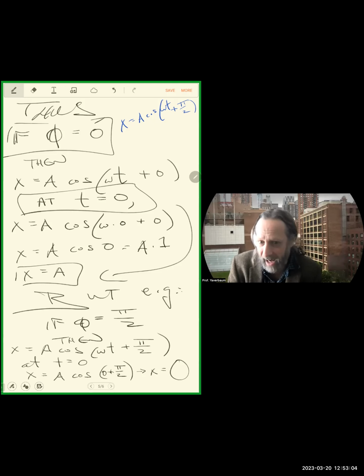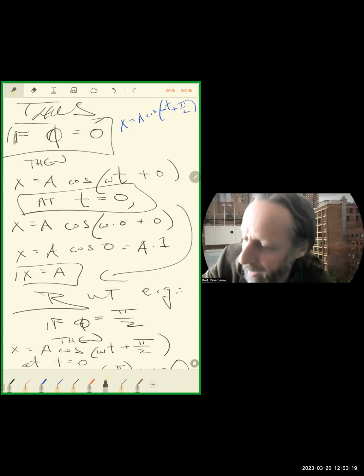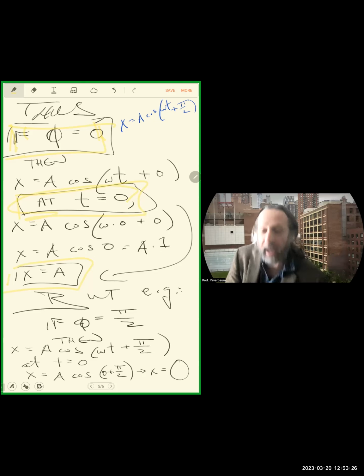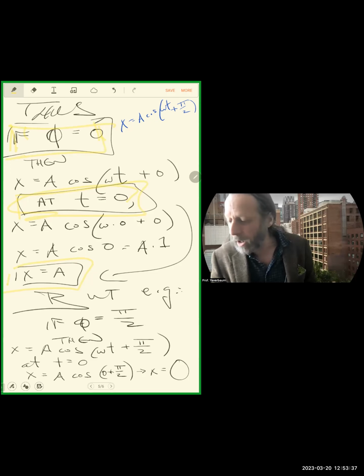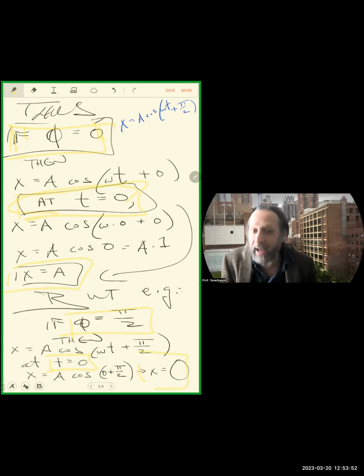But I'm saying phi is not the same thing as x. Phi is a measurement of what x is when t equals zero. In the base case, when phi equals zero, that means that at t equals zero, x equals A. When there's no phase constant, we start our stopwatch at the edge of oscillation. But if we make our phase constant anything else, that means we started timing somewhere into the cycle. So if phi equals pi over 2, that means that at t equals zero, x equals zero. Phi is a measurement of what x is at t equals zero, but how far x is away from, not equilibrium really, but from amplitude.